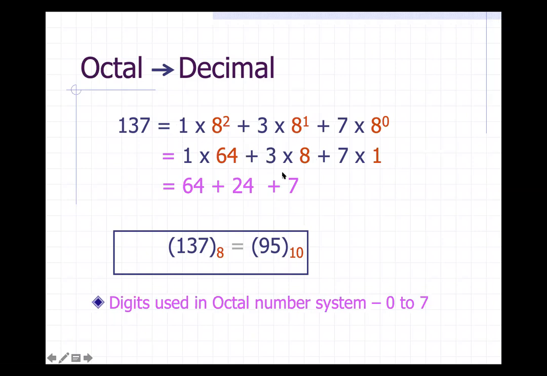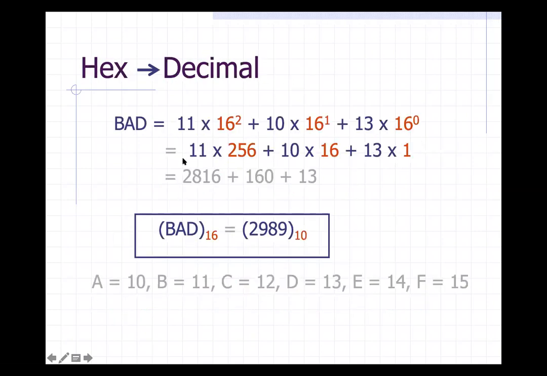And hexadecimal is the same. B means 11, A means 10, and D means 13. So all are multiplied by 16. The powers 0, 1, 2, 3, 4 increase from right to left. Now your result, this. So this is the note.